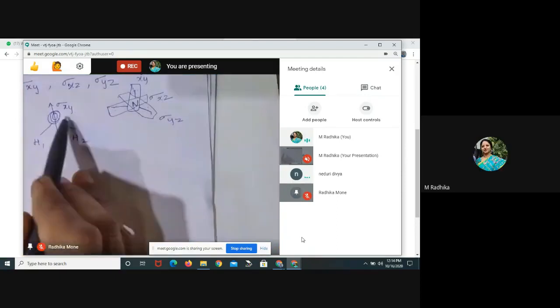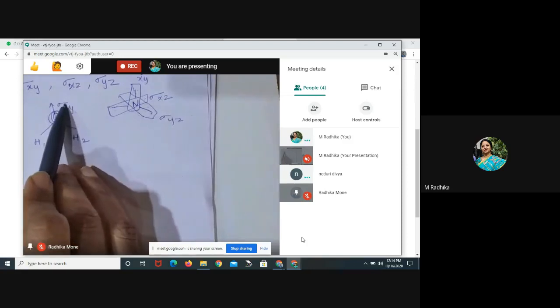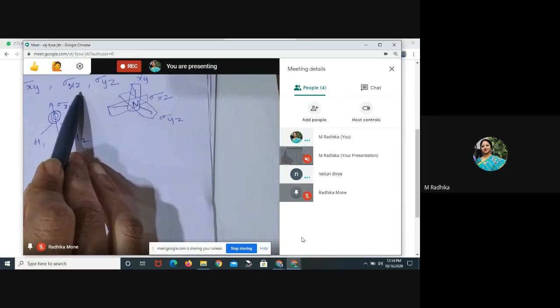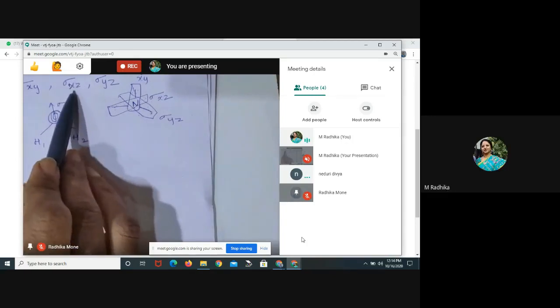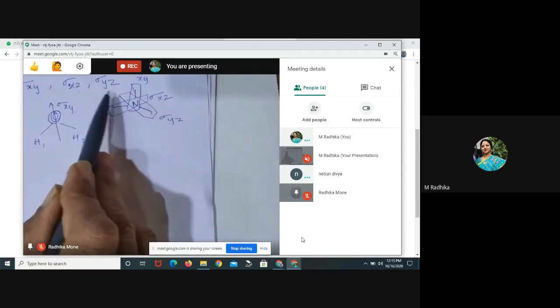Whenever I am writing sigma xy, the x and y part will not change, the z part will change. When I write xz, the y part will change, these two parts will not change. When I write yz, only the x part will get reflected, where change means reflection, whereas y and z will not get reflected.